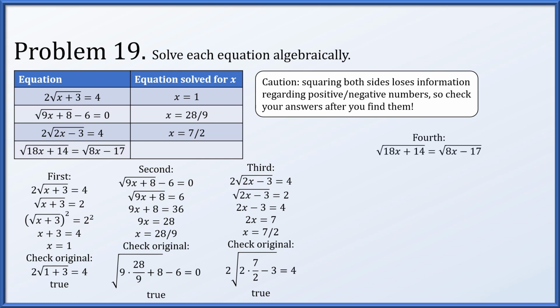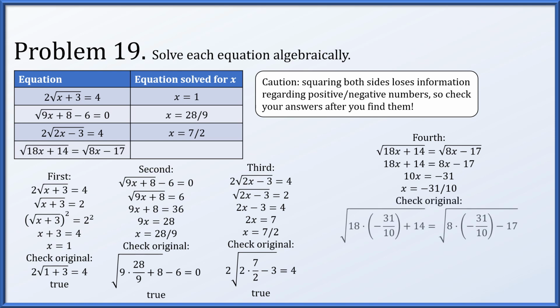Fourth, we have the square root of 18x plus 14 equals the square root of 8x minus 17. We're going to square both sides, so we just have 18x plus 14 equals 8x minus 17. If we move all the x's to one side and all of the constants to another, we have 10x is equal to negative 31, or x is equal to negative 31 over 10. But now let's check if that works in the original.